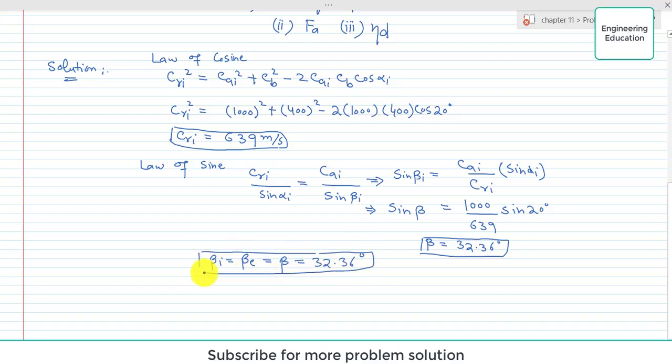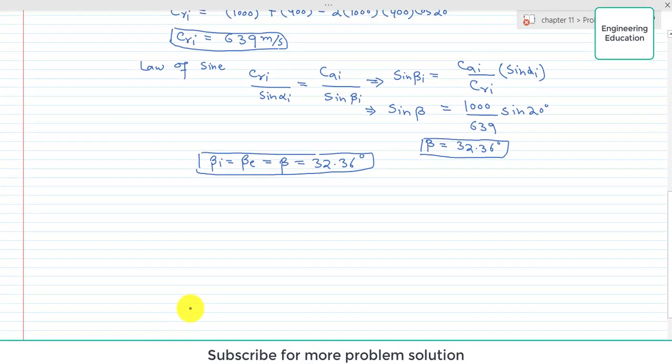So this is the solution of part 1 to find the value of beta. Second, to find other values, we will find some other missing values. For example, the change of whirl velocity, that is delta CW. This is the change of whirl velocity.